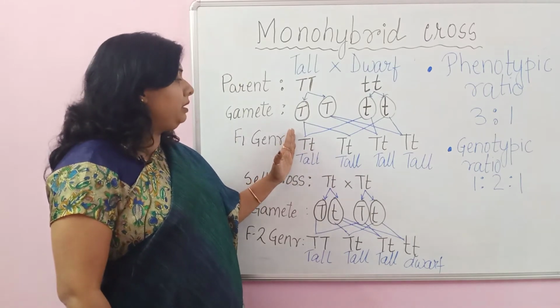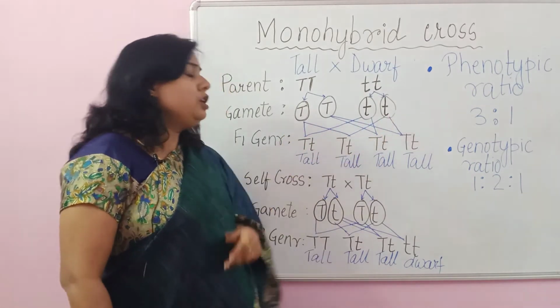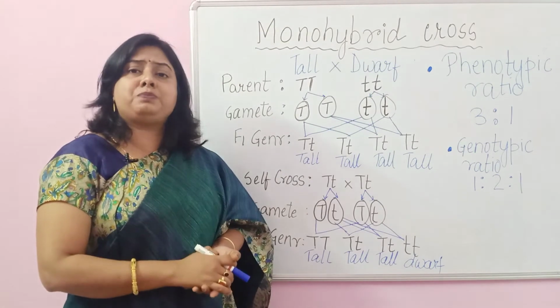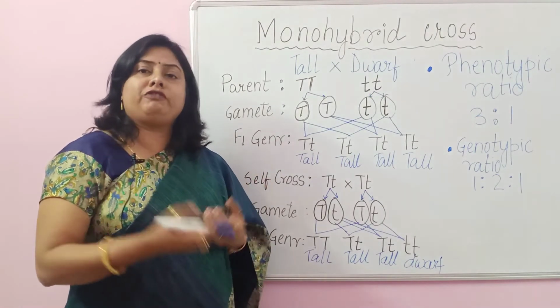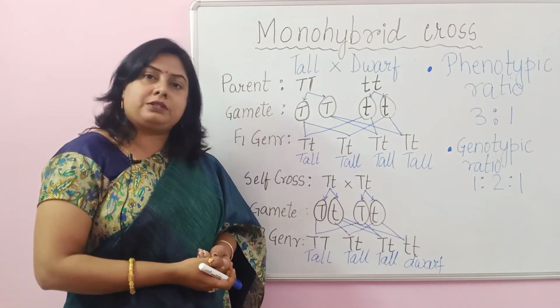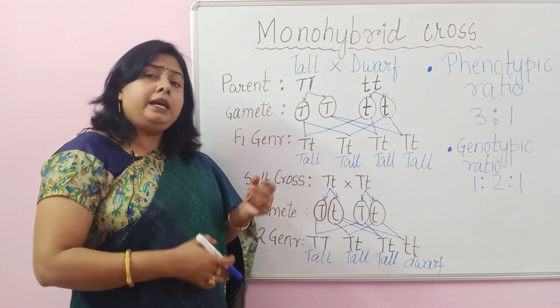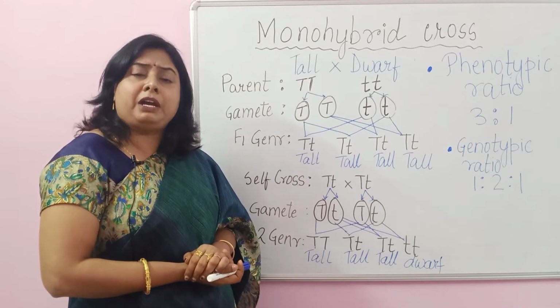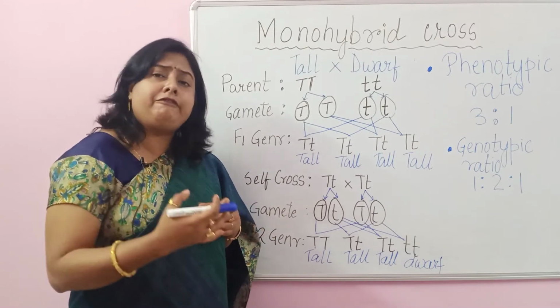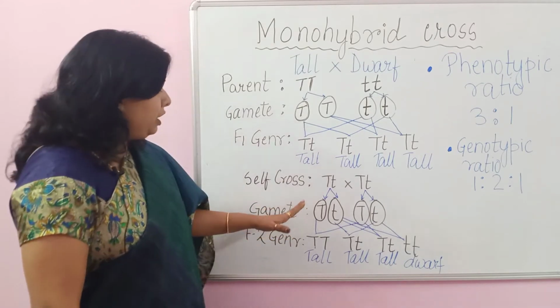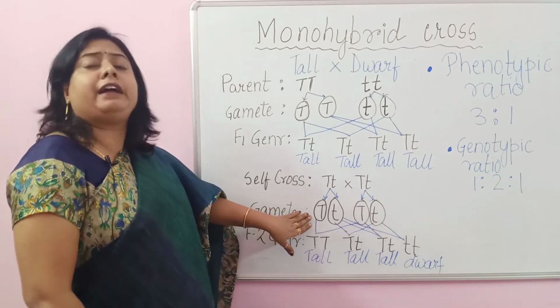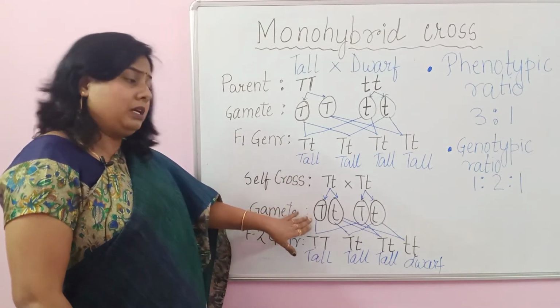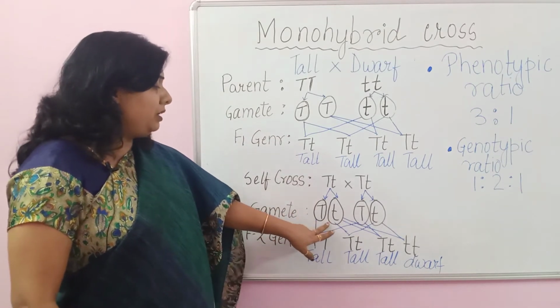So here the capital T is the dominant allele. Wherever capital T is present, the tallness of the plant is expressed. And he took two of the tall plants from the F1 generation and self-crossed them. And what did he find? Again, he found gametes of either capital T or small t type.